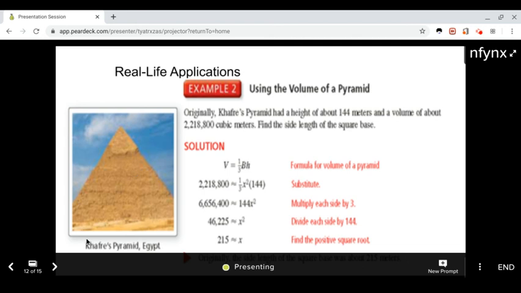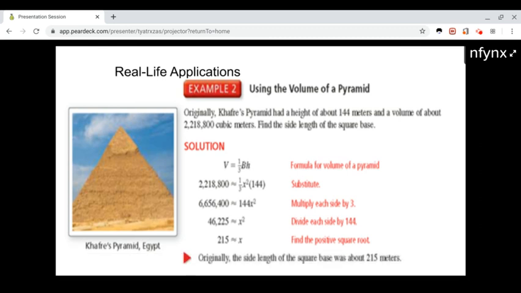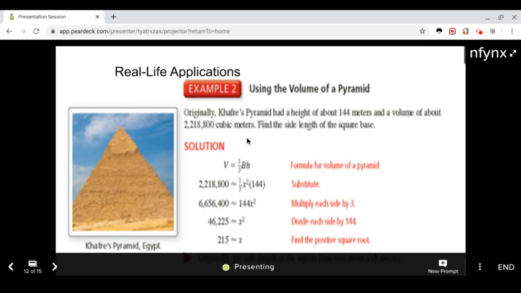So here we have a pyramid in Egypt. Originally, Khafre's pyramid, I'm not sure how to pronounce that one, had a height of about 144 meters and a volume of about 12,218,800 cubic meters. Find the side length of the square base. So here we have the solution step by step. The first thing is obviously knowing what formula you're going to be using. Since it's a pyramid, it's a third base times height.